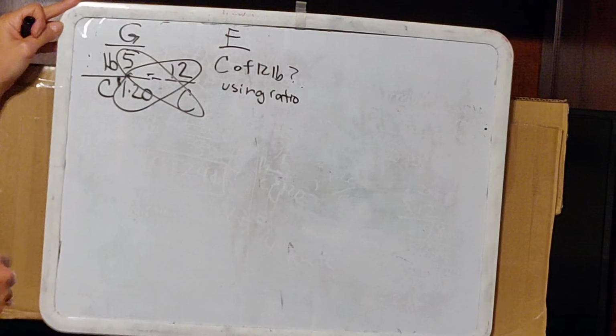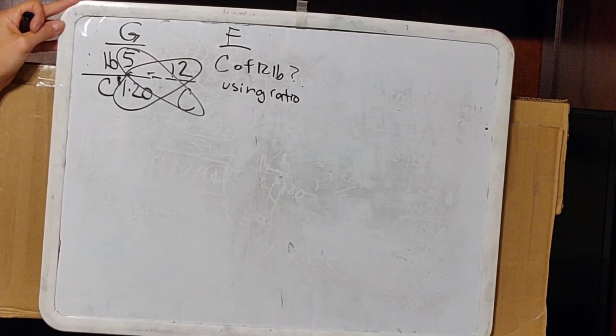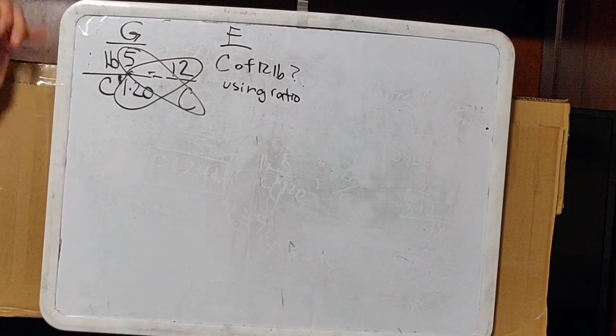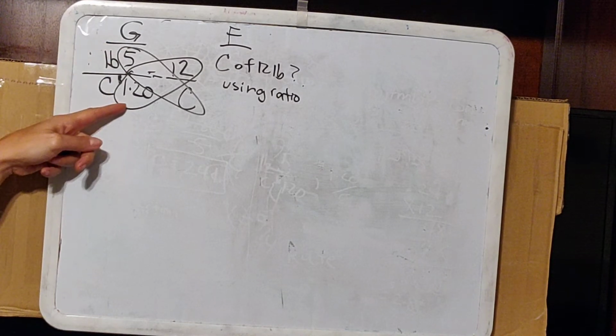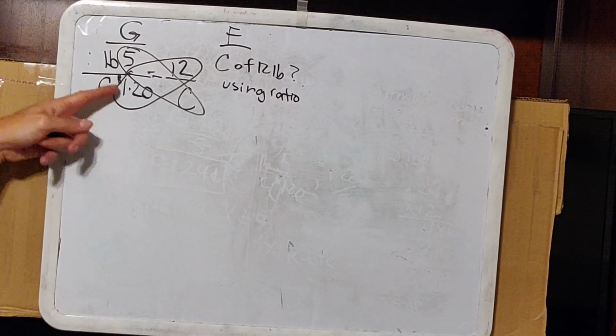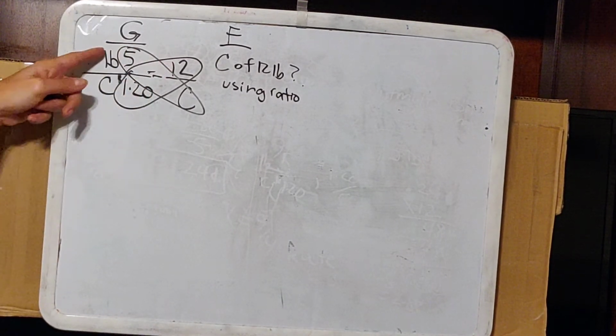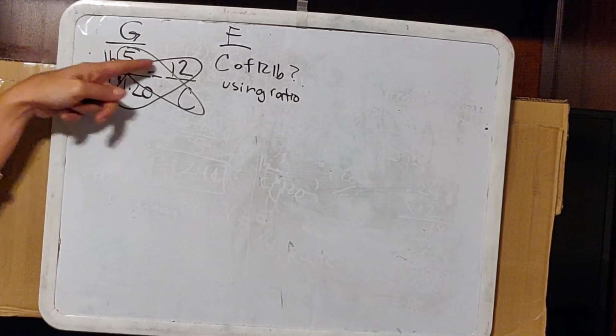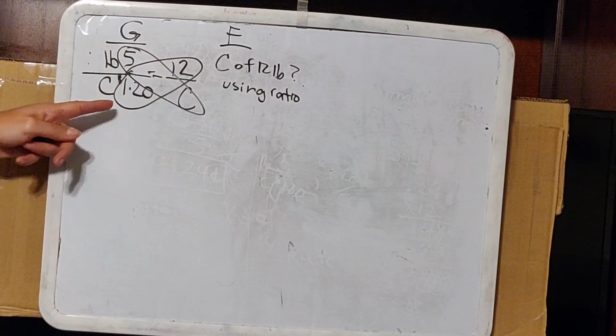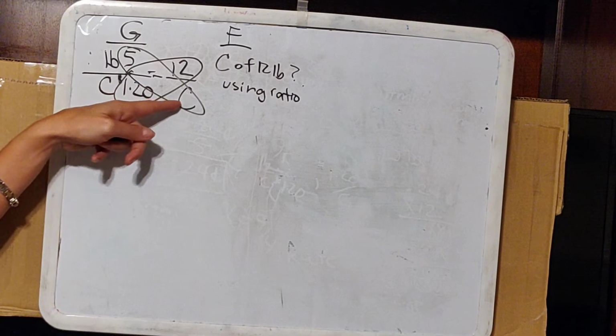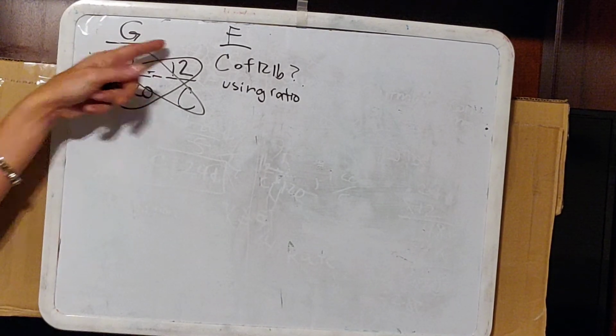Now, let's review your rules for reducing a proportion. In a proportion, we're allowed to reduce up and down, because it's just like a fraction, or left and right, because they're both equal. In other words, the pound column is equal to the other pound column, the cost column is equal to the other cost column. So up and down and left and right.